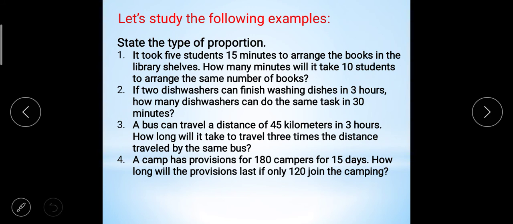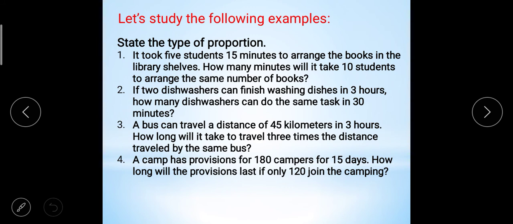Madadagdagan ba? Mas tatagal ba yung pag-aayos nila kung madadagdagan sila? Okay, so kung no, is it direct or inverse? So, 'di ba yung number of students is nadagdagan. So, sabi mo no. Ibig sabihin, hindi tataas or madadagdagan yung number of minutes. Hindi tatagal. So, ibig sabihin, yung number of minutes is bumaba instead of tumaas. So, yung number of students tumaas, number of minutes bumaba. So, ano pong klase ng proportion pag ganon?